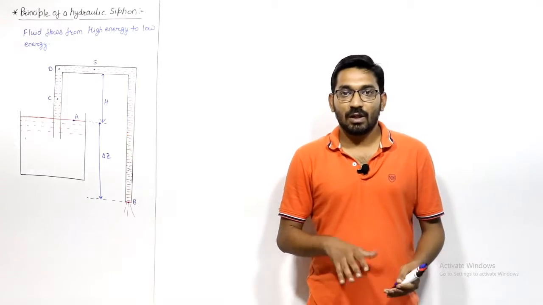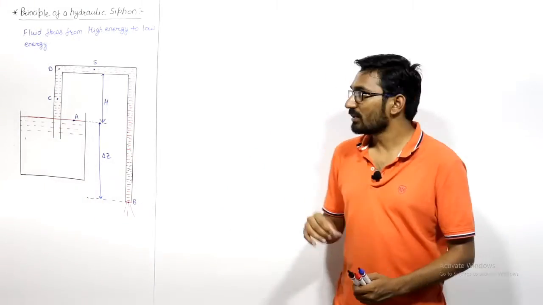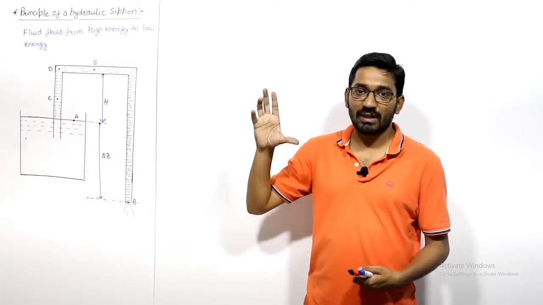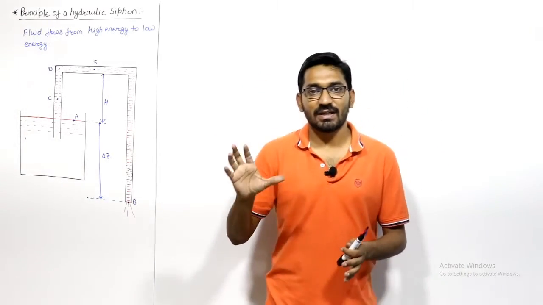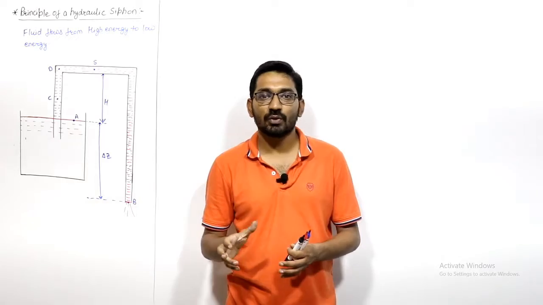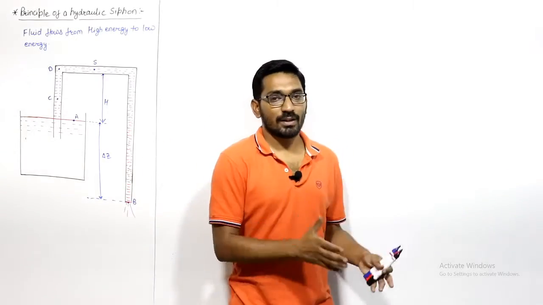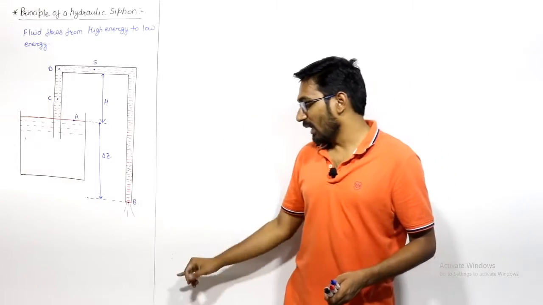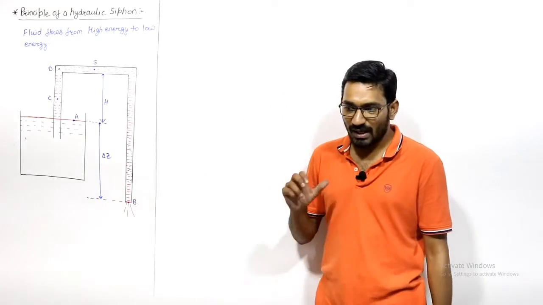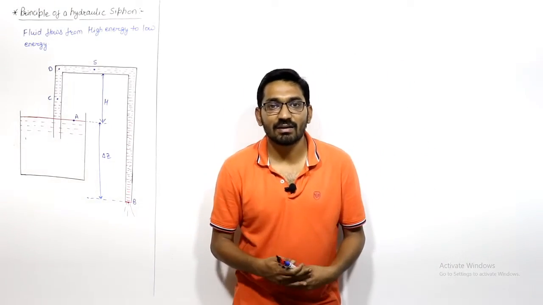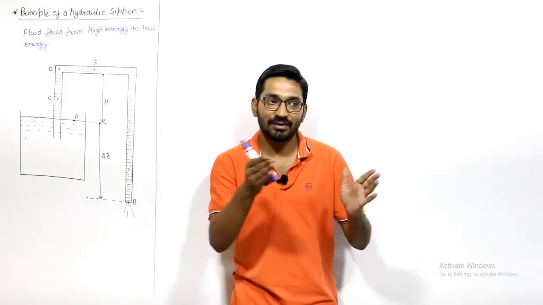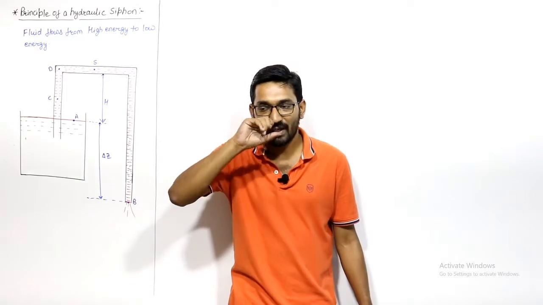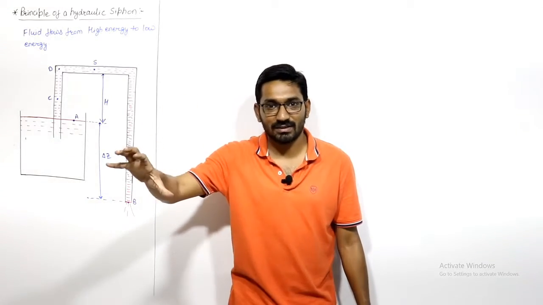Now let us discuss a very important and interesting concept in fluid mechanics, that is the principle of a hydraulic siphon. A siphon is basically a pipe or a tube which is used to carry fluid from one point to another point. We will see its practical application also, but first let us understand how a hydraulic siphon works. As we know from the Bernoulli equation, the fluid will flow from high energy to low energy, where energy means the sum of pressure energy plus potential energy plus kinetic energy.